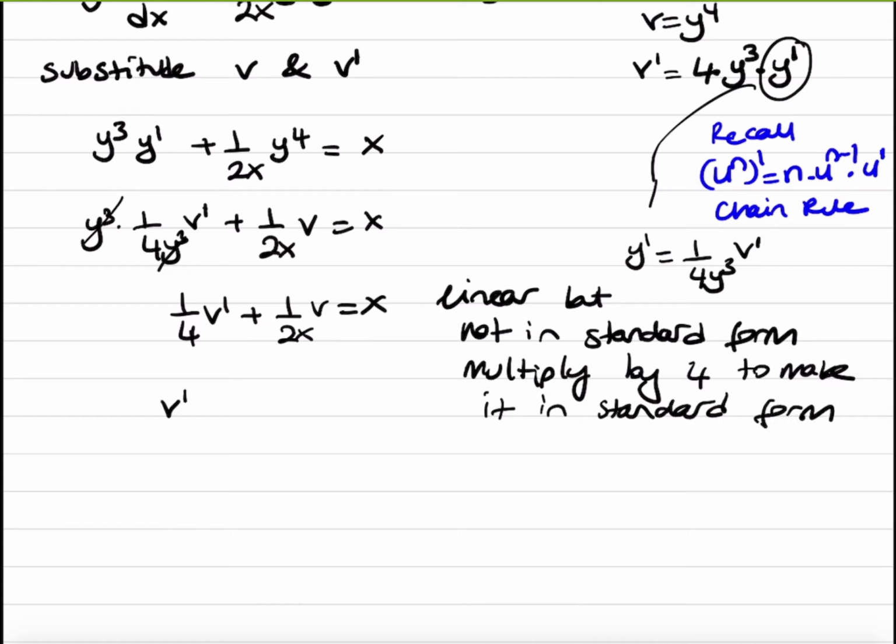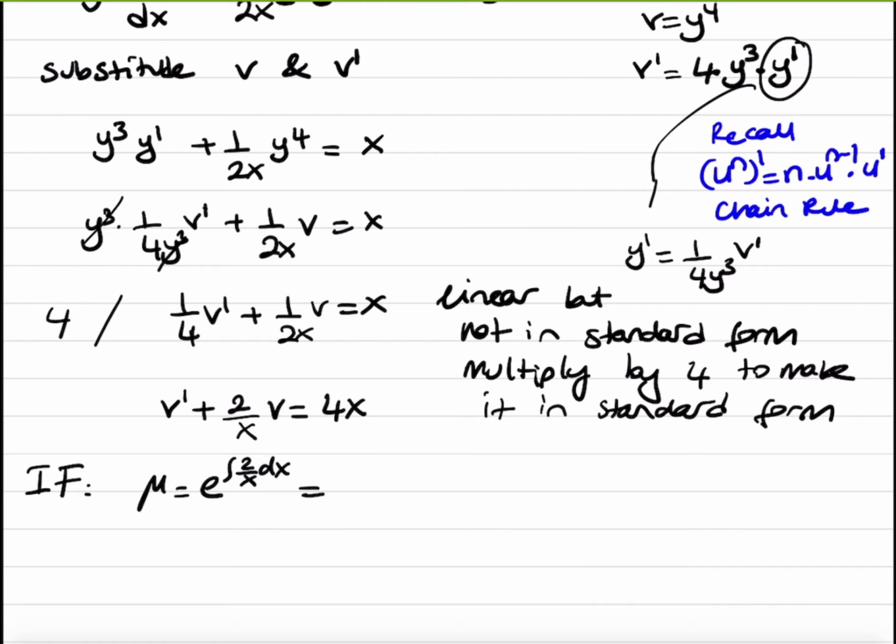Okay, we multiply by 4. v prime plus 4 over 2x, it is 2 over x, v is equal to 4x. So don't forget to multiply everything with 4. Great, so this is linear. What is the integrating factor? The integrating factor is e to the power integral of p of x dx. In this case, it is the integral of 2 over x dx. So now it is linear and in standard form. So the integral is 2 ln x plus c, but we take c to be equal to 0, so e to the ln x squared, and this is equal to x squared.